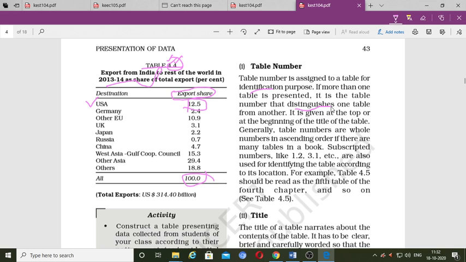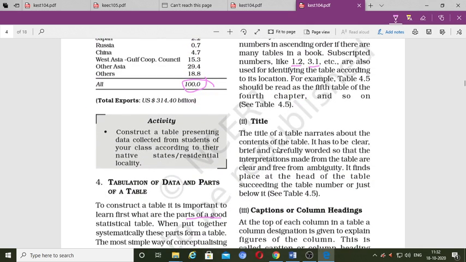from another table. Generally, table numbers are whole numbers in ascending order. If there are many tables in a book, subscripted numbers like 1.2, 3.1, etc. are used for identifying the table. Because here we can see that in your NCERT book, there are a number of tables and a number of chapters. Okay, so otherwise there would be a whole number, but here you can see because in your NCERT book there are a number of tables, therefore it is written 1.2, 2.2, 3.3 in this way. Okay, this is simply for identifying the table.